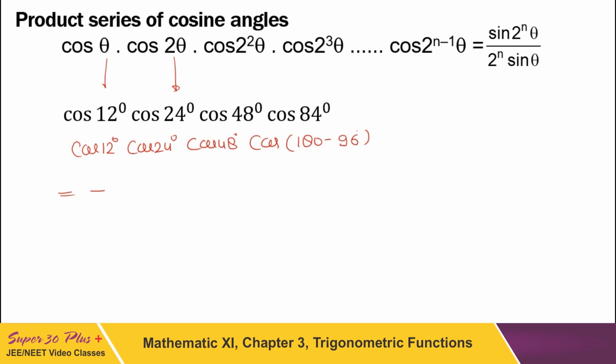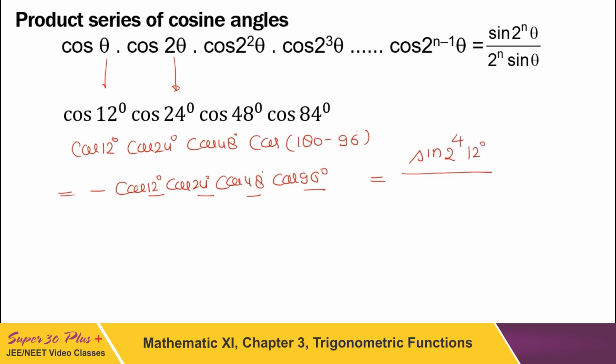Means your question will convert into cos 12 degree, cos 24 degree, cos 48 degree, cos 96 degree. Now it is equivalent to this system: theta, 2 theta, 2 square theta, 2 cube theta. What is the value of n? The value of n is 4 here, and now this is equal to sin 2 to power 4 theta. What is theta? Theta is 12 degree, upon 2 to power 4 sin theta.